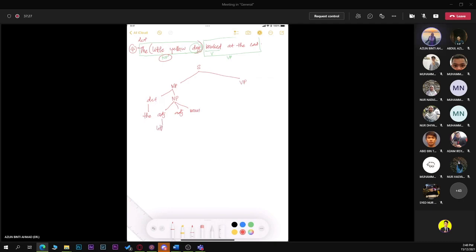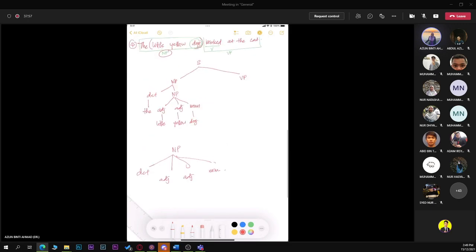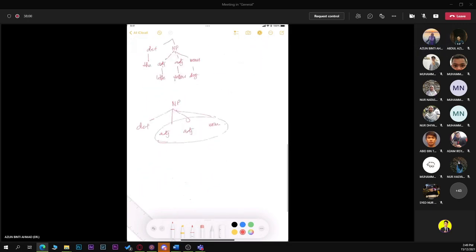Okay, we have little, we have yellow, and kita ada dog kat sini. Okay, kalau you buat macam contohlah, sibuk pula aiskrim ni. So, NP, dia macam banyak lah pecahan dia. Tak payah nak buat macam ni, susah. Okay. Dia macam besar dia punya tree. So kalau kata boleh ini, ini dia boleh letak dia sebagai NP, another NP.